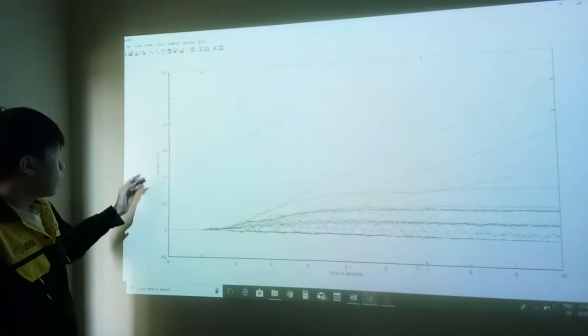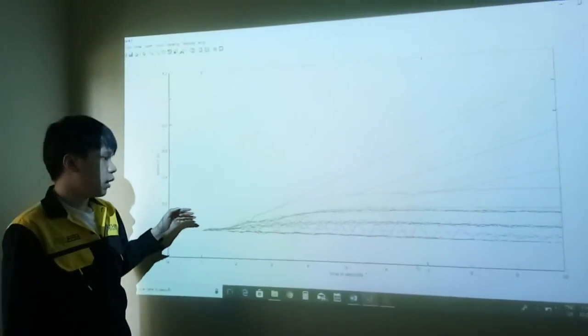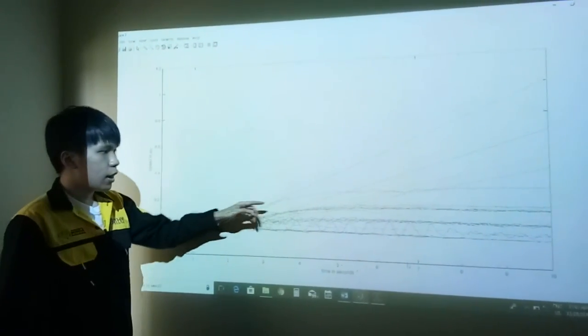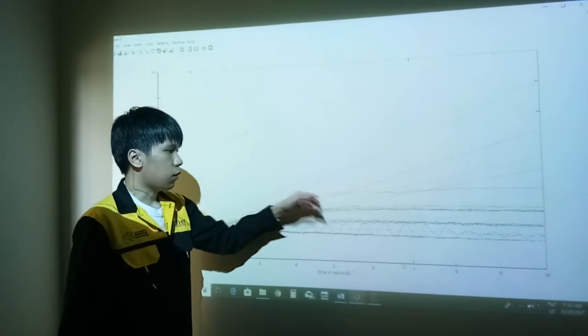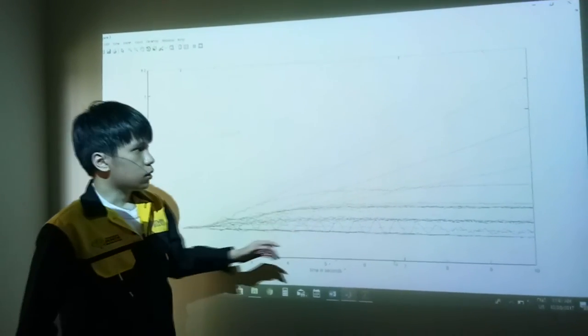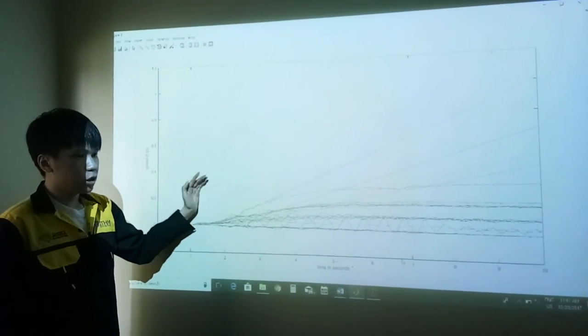And for this graph, it shows the rotor speed in per unit versus the time in seconds. And then you can see in the graph that each generator has a different shape for the signal. So it means that it's marginally unstable.